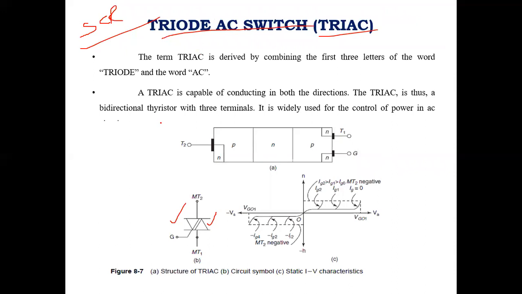It is another switching circuit, that is the TRIAC, an AC switch. The term TRIAC is derived from the combination of the first three letters of the word triode and the word AC. So the TRIAC is capable of conducting in both directions. So that is called a bidirectional thyristor with three terminals. It is widely used for the control of power in AC circuits. Okay, it is simply shown like this. This is the model of the TRIAC, that is the MT1 and MT2 terminals, and then a gate terminal.